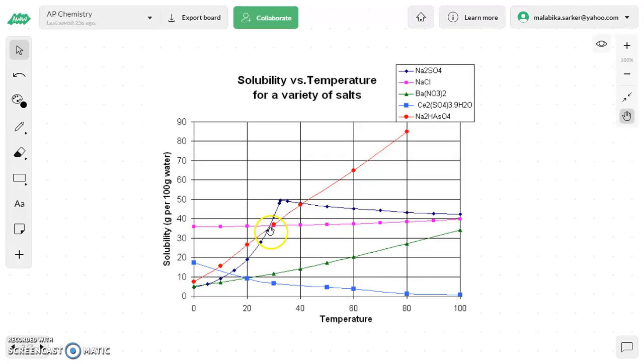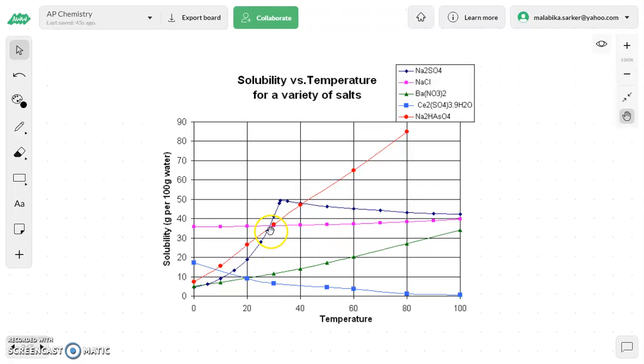But after that temperature, the solubility of sodium sulfate increases and it remains higher than the solubility of sodium chloride till 100 degrees Celsius. So we cannot say that sodium sulfate is more soluble than sodium chloride. It is not a universal truth. It depends on the temperature.